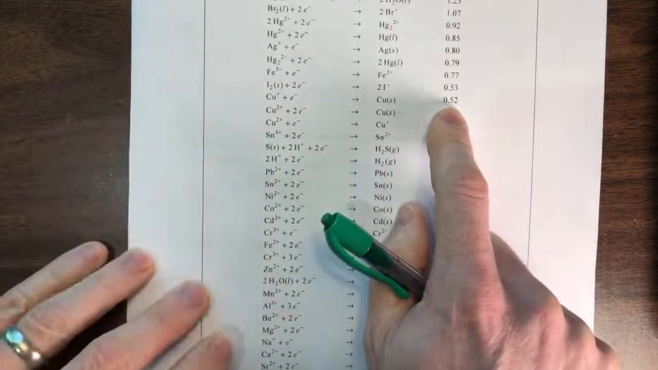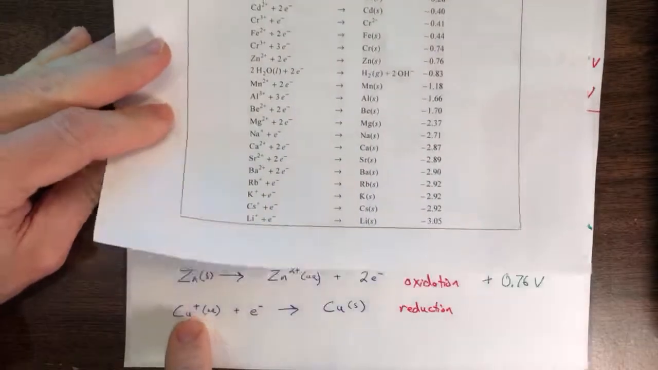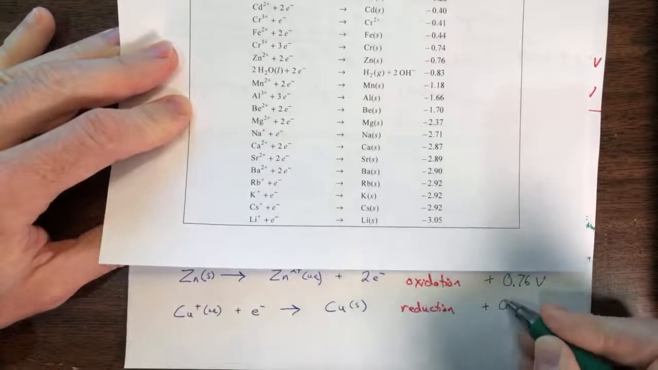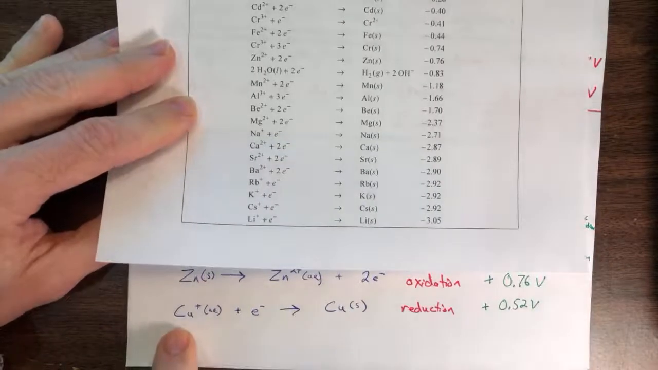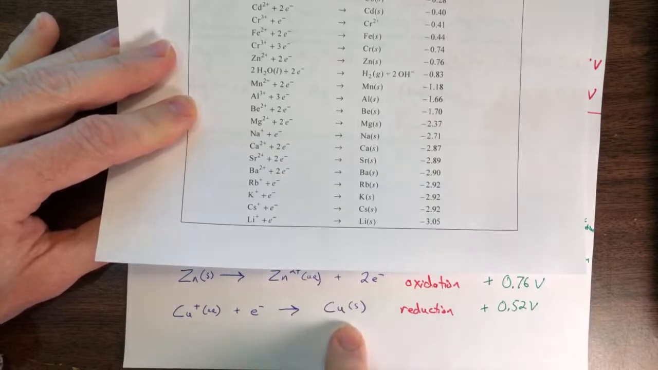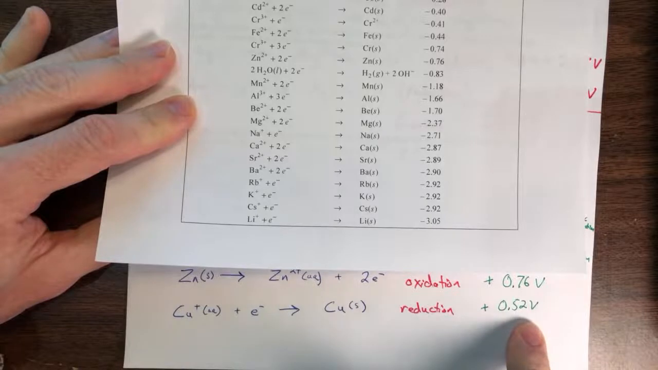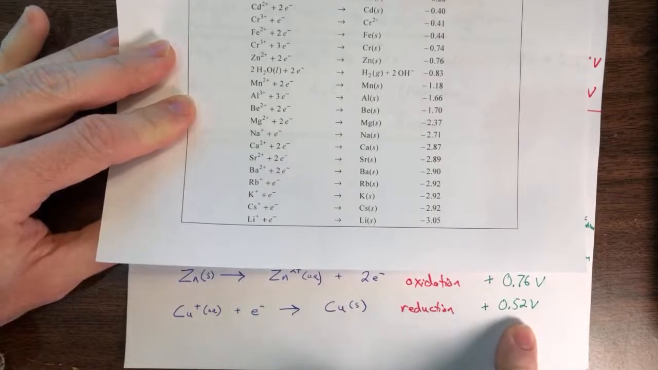That's going to be 0.52 volts. Notice it's exactly the same as what we have here, and so we don't flip anything. So that's going to be positive 0.52 volts. Yes, I know that this reaction needs to happen twice for every one of these, but we do not change the voltage. The voltage is not doubled, it's just 0.52 volts, unchanged, okay? That is the voltage, 0.52 volts.